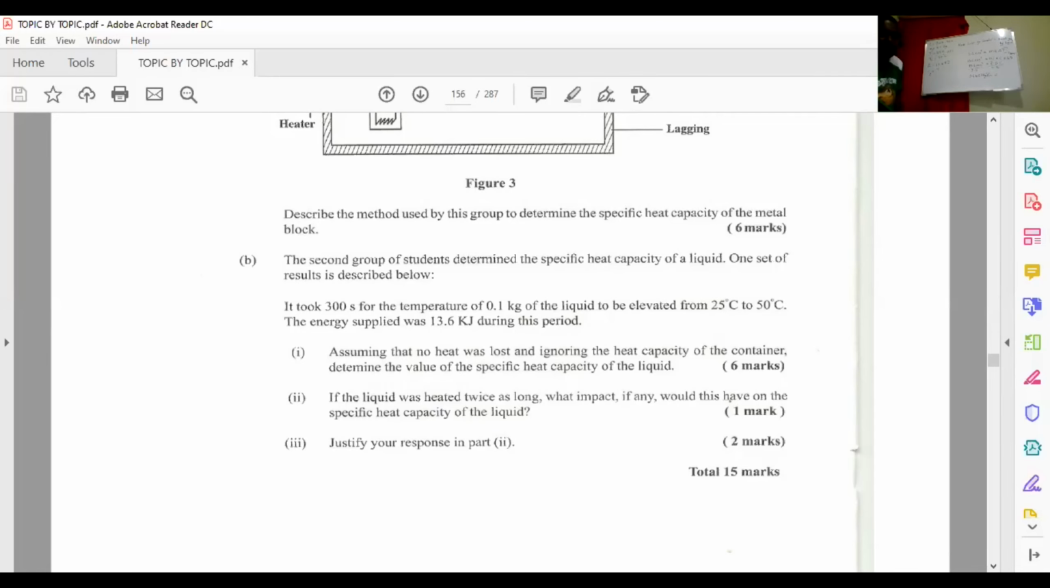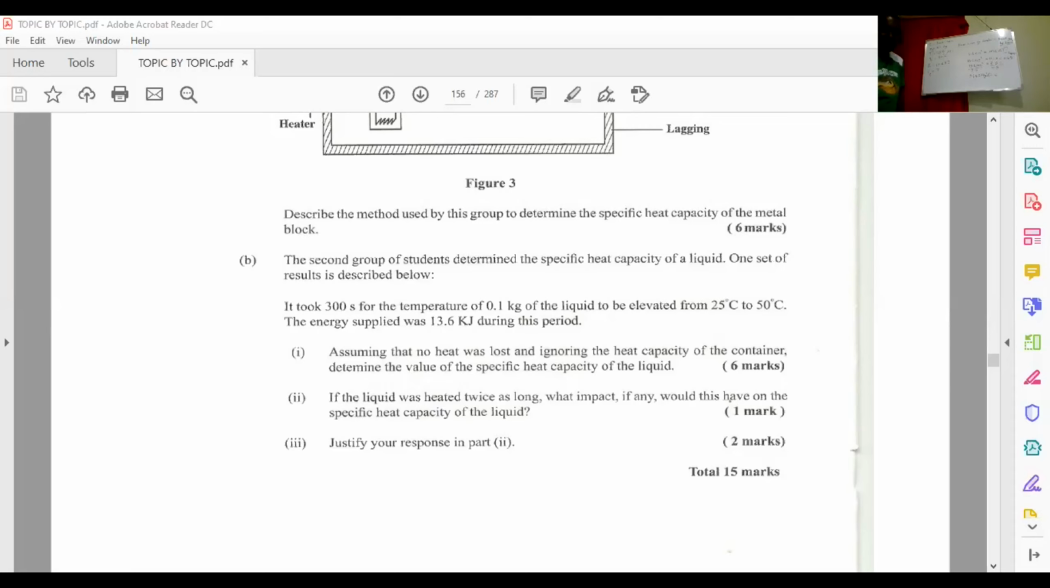The next part says if the liquid was heated twice as long, what impact, if any, would it have on the specific heat capacity of the liquid? So it's saying that if we had heated this instead of 300, twice as long, which is 600 seconds, would it affect this value that we have calculated? Anyone want to attempt that? If we increase the time of heating it, would it affect the answer we got?